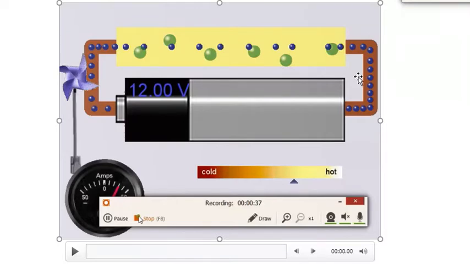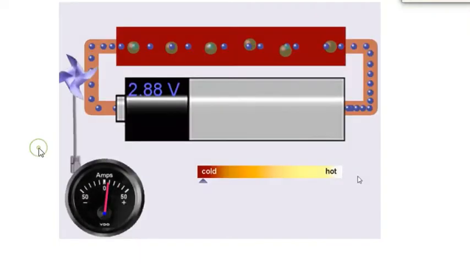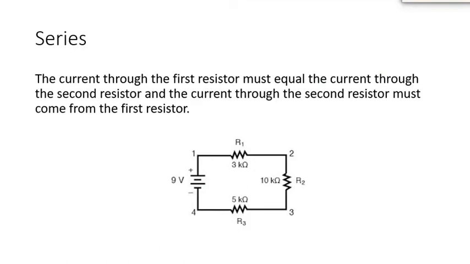All right, so we have some basic ways that we can look at current flow and look at circuits. One of the most important ones is a series circuit, and it's got a long definition, but you should know it because we're going to talk about it more than once. A series circuit is when the current through the first resistor must equal the current through the second resistor. I'm going to say that differently. When the current flowing through the first resistor must flow through the second resistor.